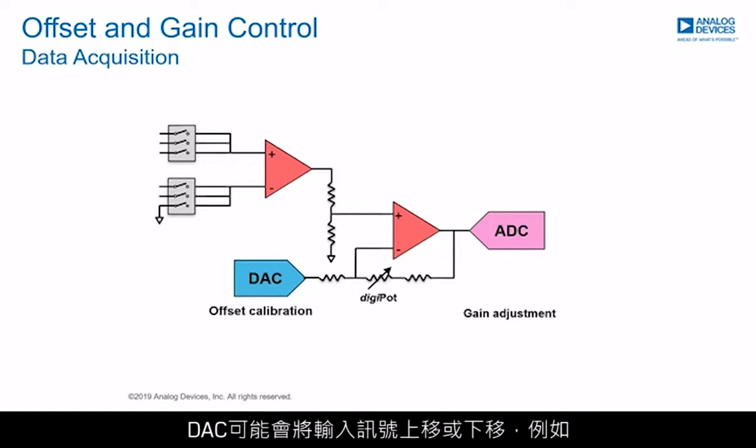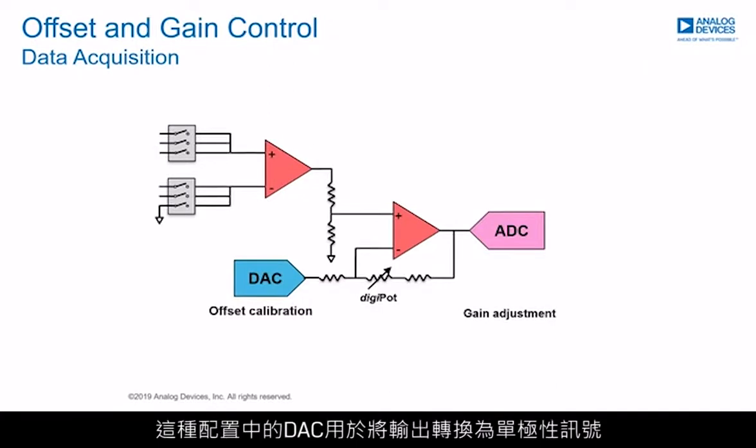The DAC is potentially shifting the input signal up or down. So for example, if the sensor output is bipolar in nature, centered around 0, but there is a need to use a standard single-ended, single-supply ADC to read the outputs, the DAC in this configuration is used to convert the output to a unipolar signal.